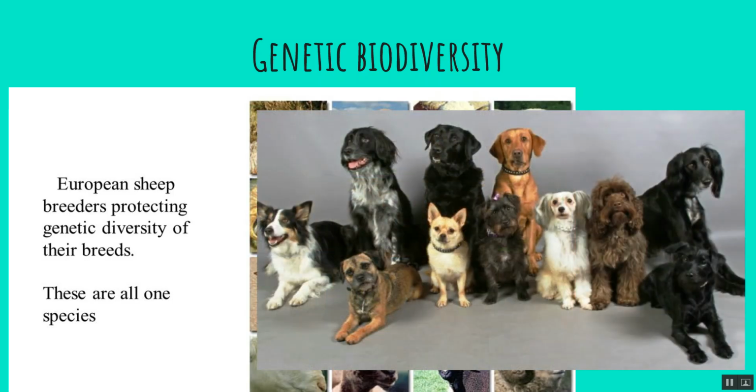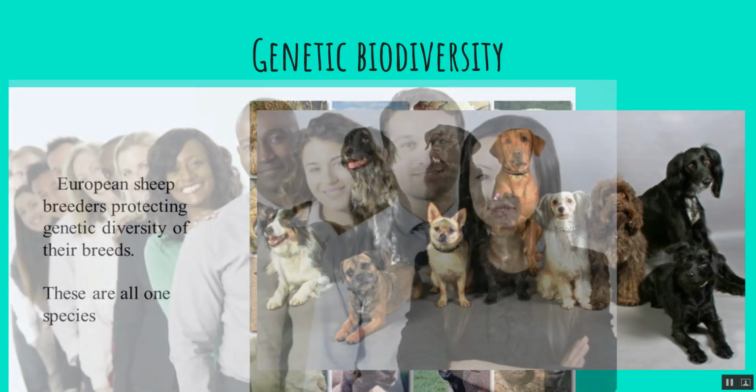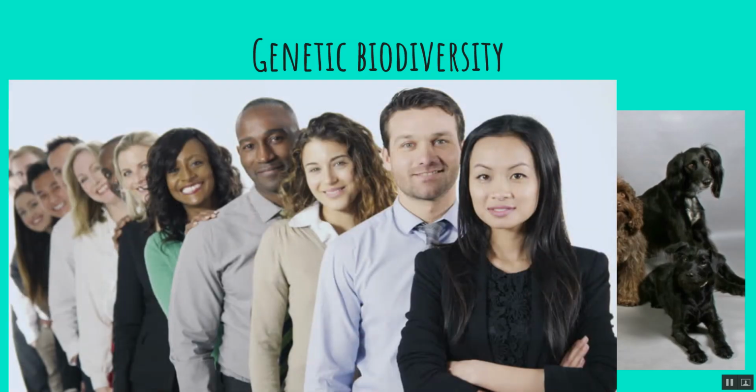Same with dogs. These are all dogs. They are the same species, but they all look different because they carry slight changes in their DNA. Same with people. It's what makes us different. It's a good thing because if a virus came along and it killed half the population, if we were all the same, it would kill everybody. So this kind of gives people a fighting chance. When something kills one person, it won't kill the whole population.